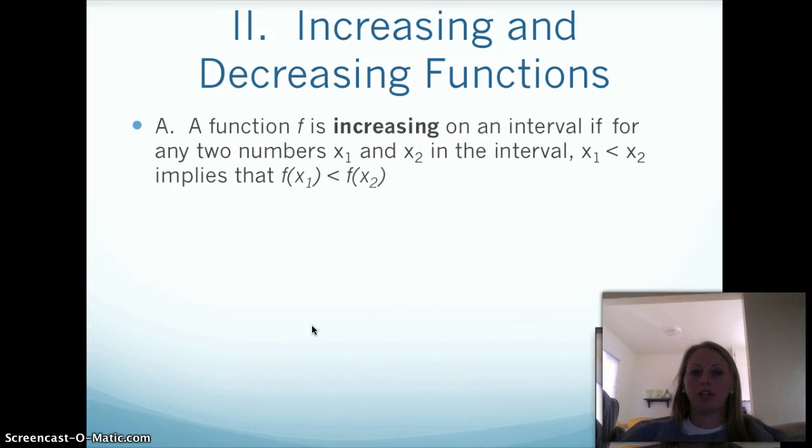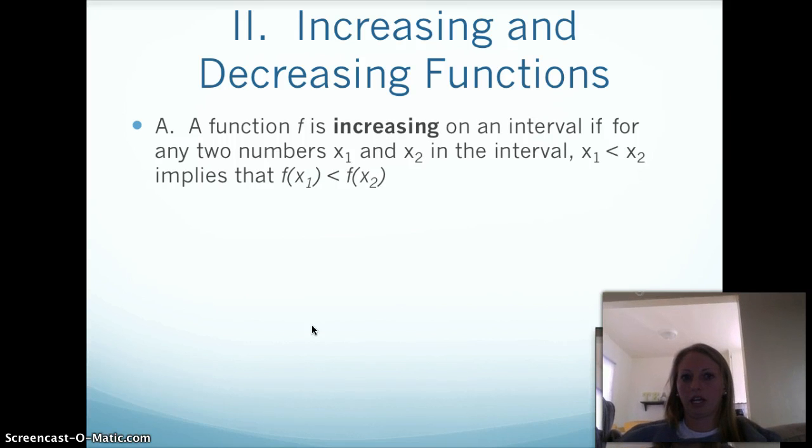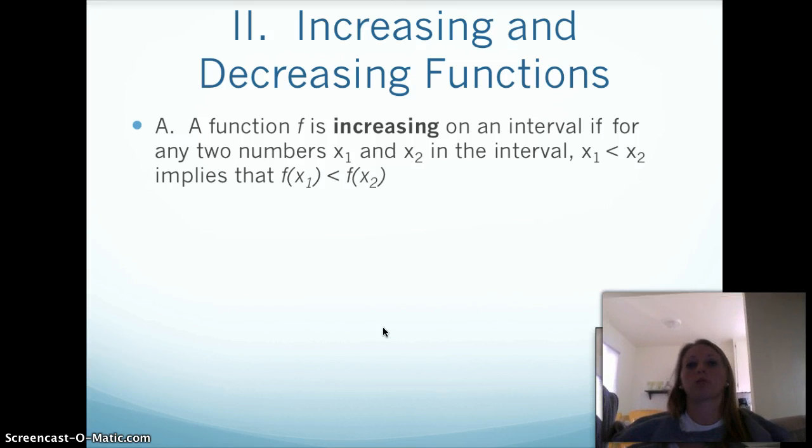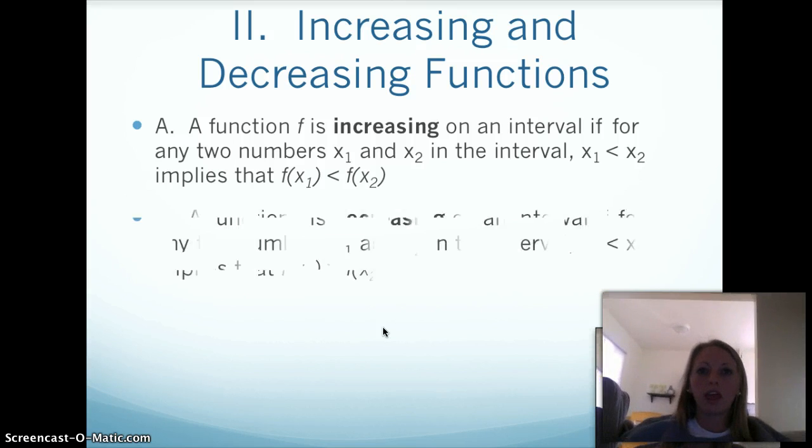And just remember that you can pause this anytime to catch up on the notes. So a function f is increasing on an interval if for any two numbers x1 and x2. So that's just your interval, that's where it's between in our brackets. x1 is less than x2, which implies that f of x1 is less than f of x2.